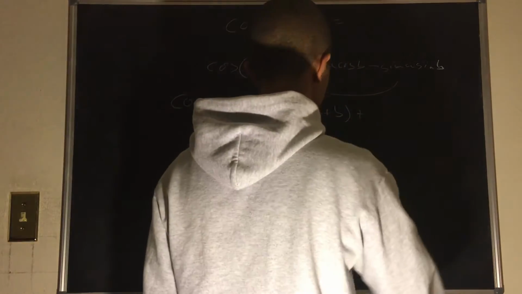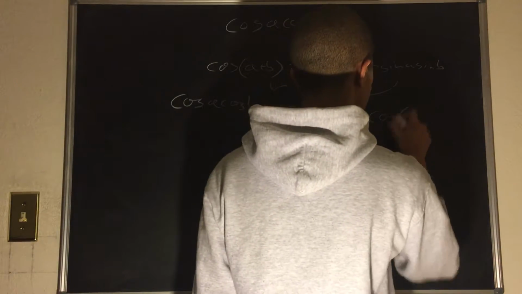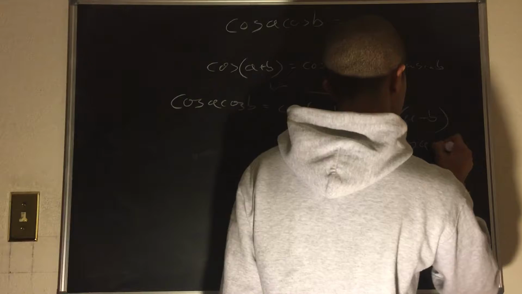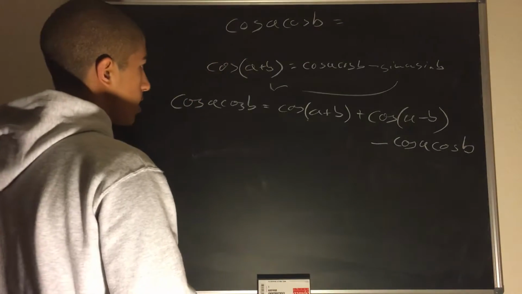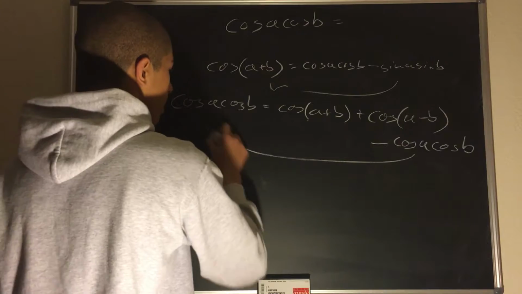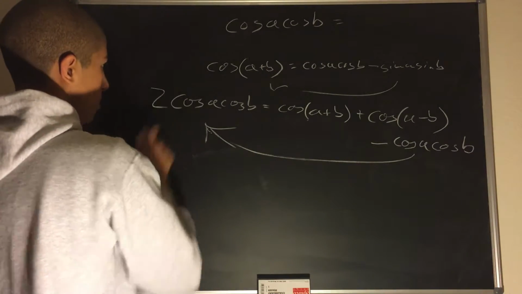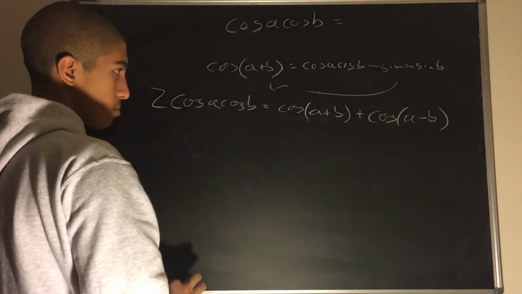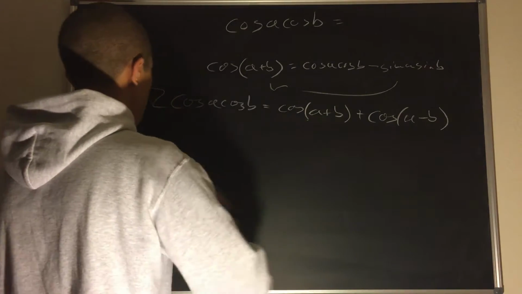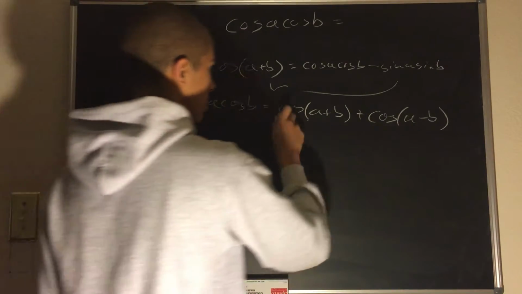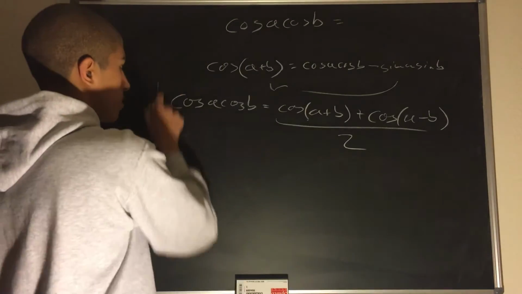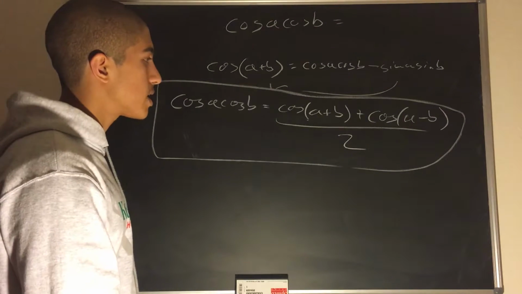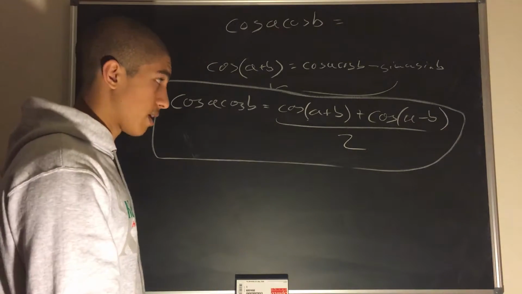And then we plug that in for sin A sin B, and we have cos of A minus B minus cos A cos B. Then we can simply add on this side, and that gives us 2 cos A cos B is equal to cos of A plus B plus cos of A minus B. And then all we must do is divide by 2 again, and we have our final expansion for cos A cos B, which is cos of A plus B plus cos of A minus B, divided by 2.